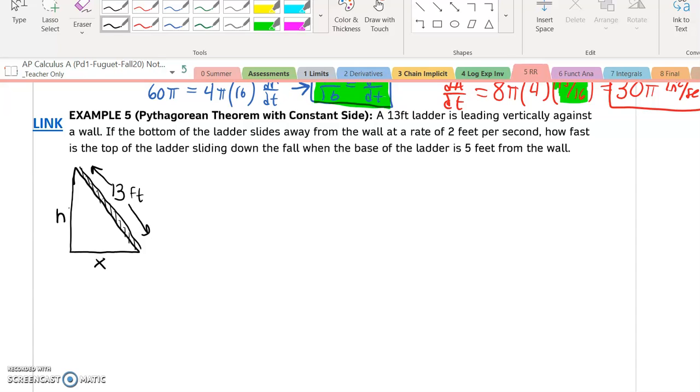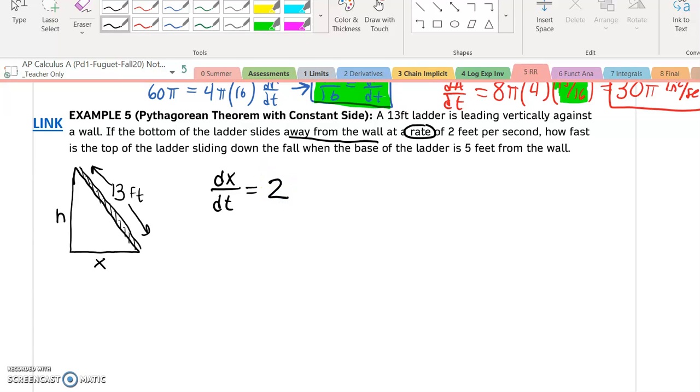Now what's known here, let's read through the rest of this. The bottom of the ladder slides away from the wall at a rate of 2 feet per second. So there's that word rate again, and it's sliding away from the wall. So that's going to tell me that that's the rate of the x changing. So it's going to be dx/dt. Now the x is getting larger as the ladder moves away. So as the ladder gets further and further away, dx/dt is going to be a positive 2.